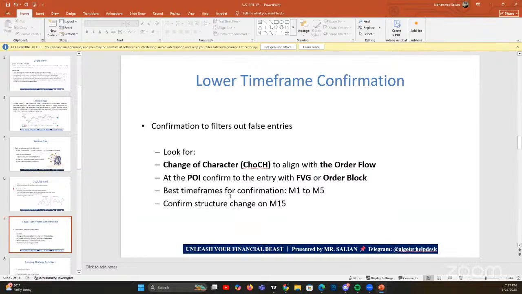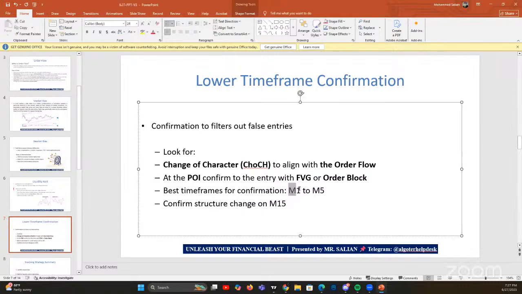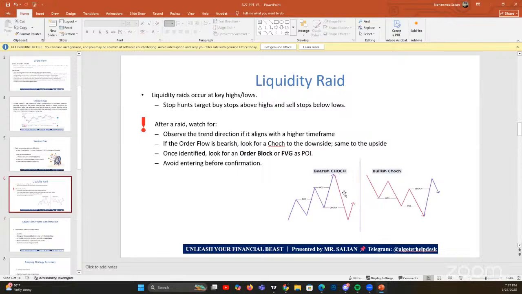Then the best time frame for confirmation is the lower time frame, M1 to M5. That's where we will go, because this time frame will give you the early signal, early warning, clue, evidence, or confluence, whatever you want to call it. That's the time you will know, because here you will be in the 1 minute or 5 minutes, and you will see this thing going up.